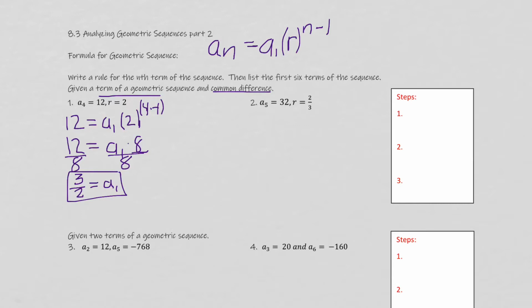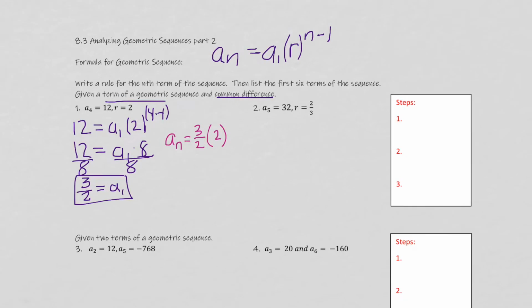So I'm going to write my general formula for that. I'm going to have a sub n equals my first term of 3 over 2, times 2, because that's my ratio, to the n minus 1 power.